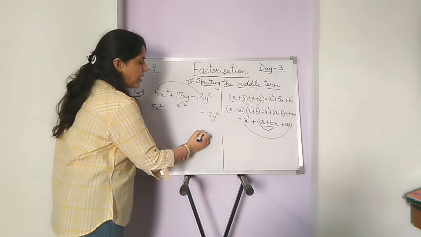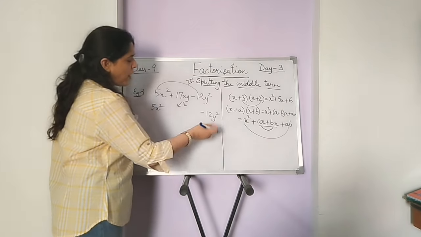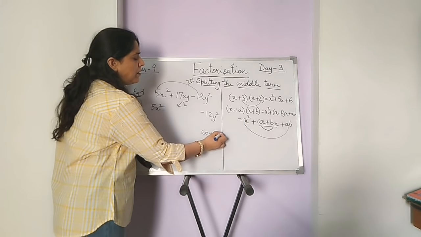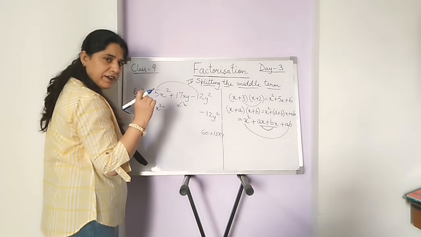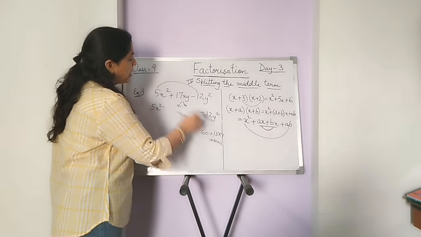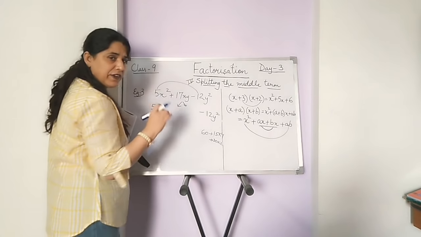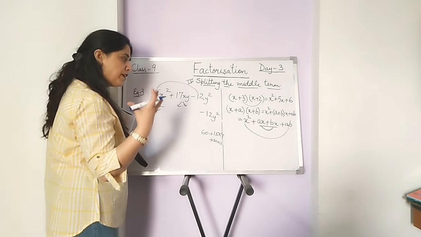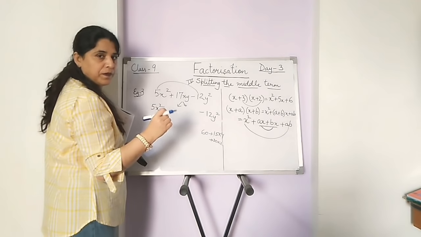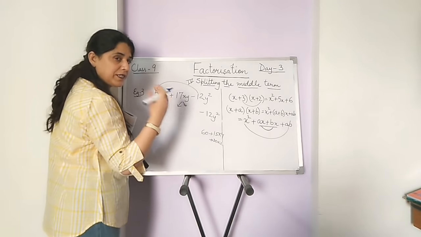Now for 60, we have so many factors, like 60 and 1, but we will not get 17. 15 fours are 60, but 15 and 4 will not give you 17. 30 twos are 60, but 30 and 2 will not give you 17 either. Now what do you think? What other factors can you take so that you get 60 here?